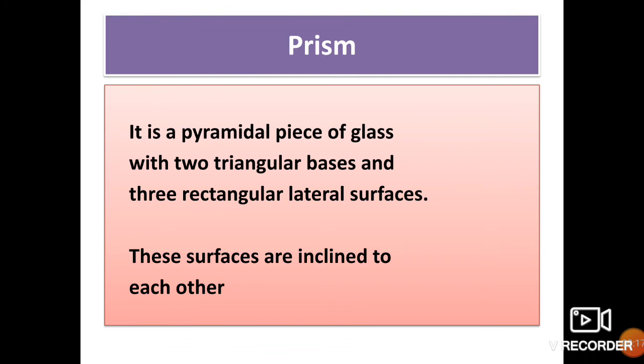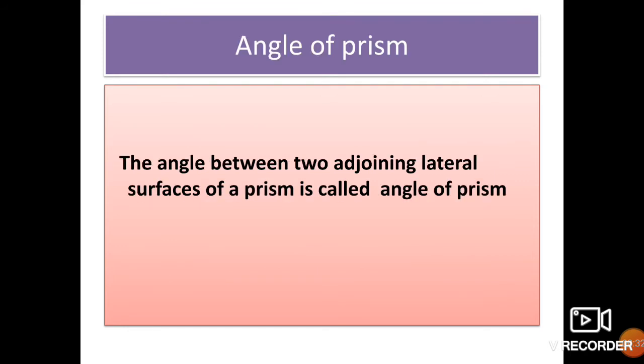Prism. It is a pyramidal piece of glass with two triangular bases and three rectangular lateral surfaces. These surfaces are inclined to each other. What is the angle of prism? The angle between two adjoining lateral surfaces. That is called the angle of prism.